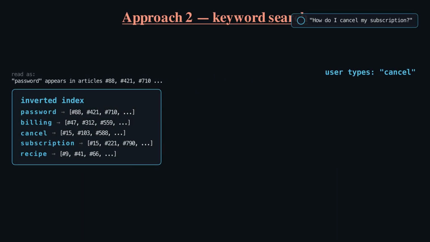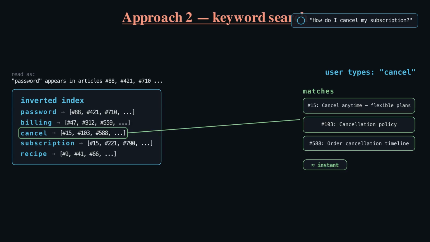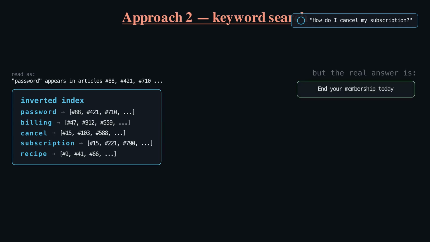Approach 2 is keyword search. Build an inverted index, which is basically a map from each word to the articles that contain it. The user types "cancel," and the index instantly returns every article that mentions cancel. This is much faster than reading everything. But there is a catch.